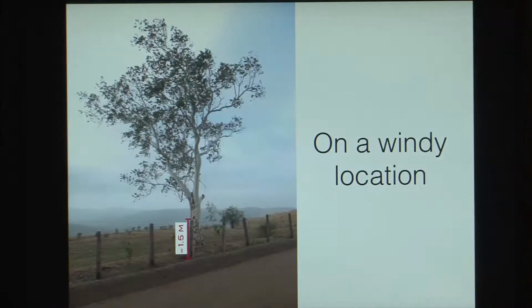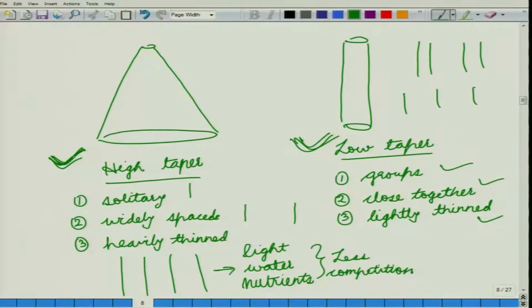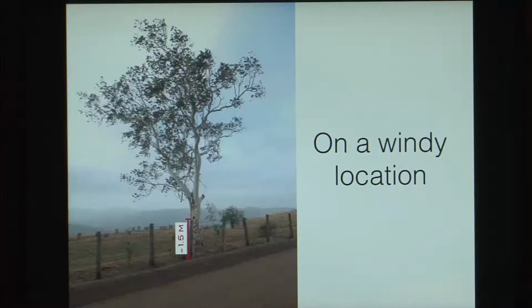This is a solitary tree in a windy location and it happens to be a eucalyptus tree. Eucalyptus trees are generally very tall trees, but in this solitary location we can see that it has become a very short tree and its main stem is reducing rapidly in diameter as we move up. When we say that it is reducing rapidly in diameter, it means that it has a high taper. So, when a tree has a high taper, it is either solitary, or widely spaced, or heavily thinned. Now, looking back at the image, this is a solitary tree, which is why it has a very high amount of taper.